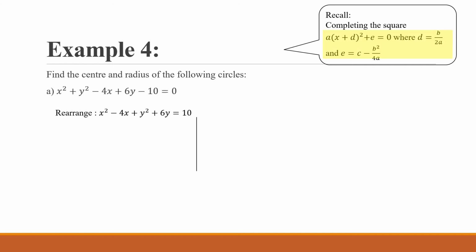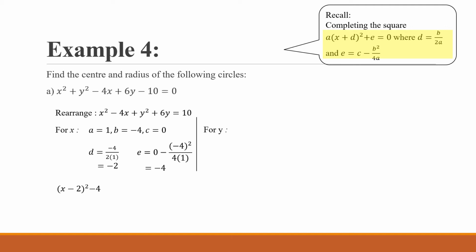And then we use the formula to do completing the square. Let's do for x first. For x, the value for a is 1, b is negative 4, c is 0. By using the formula, the value for d is negative 2 and e is negative 4. Therefore, the completing the square for x is (x - 2)² - 4.